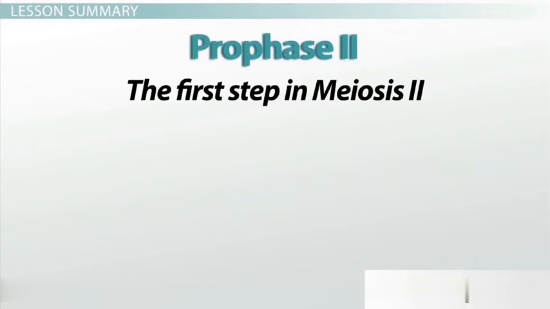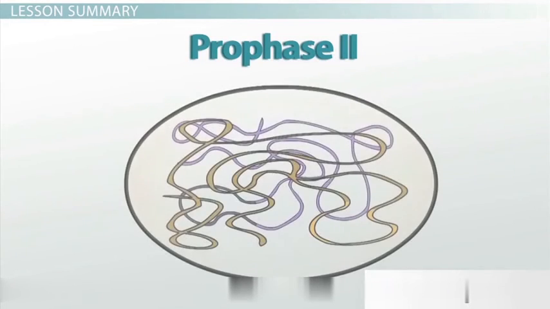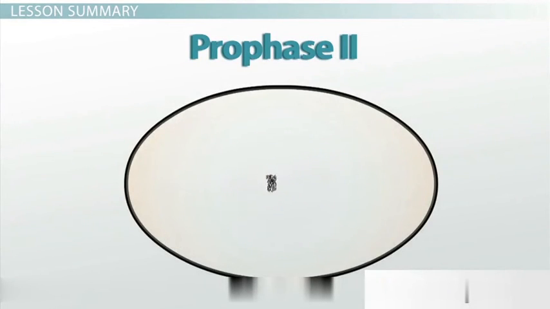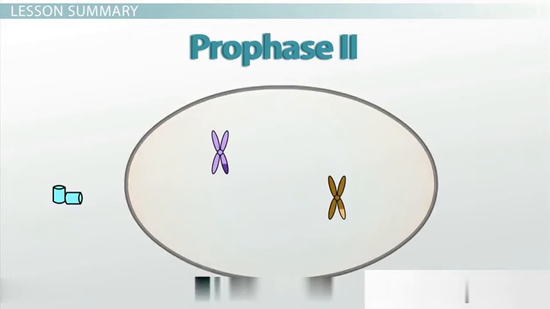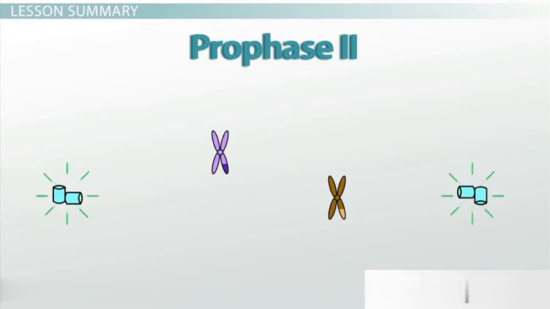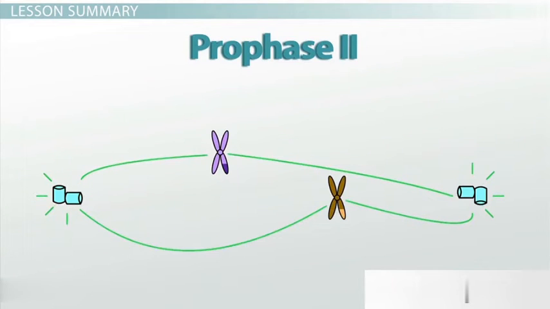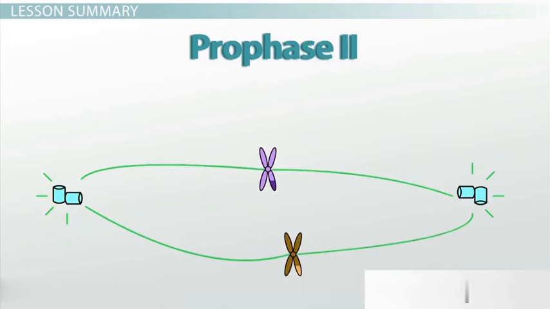Prophase 2 is the first step in meiosis 2. Like mitosis and meiosis 1, chromatin condenses, centrosomes move to opposite poles, and a spindle apparatus forms. Kinetochores assembled at the centromeres work with spindle microtubules to guide the chromosomes to the metaphase plate.